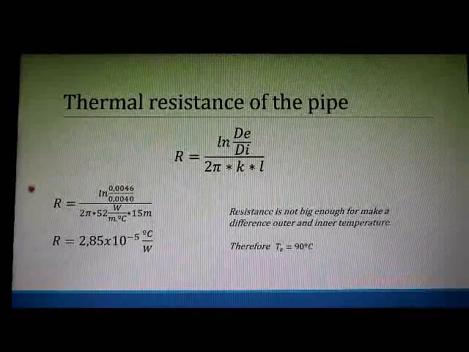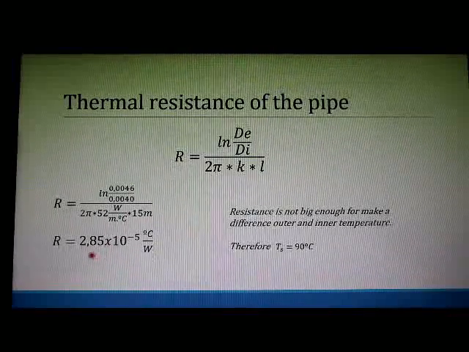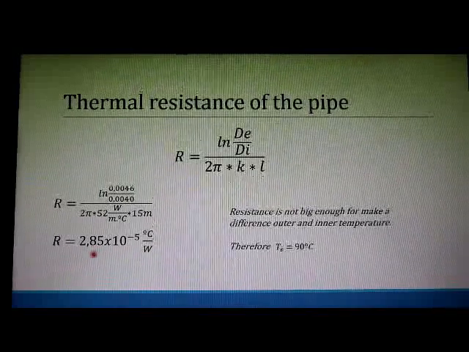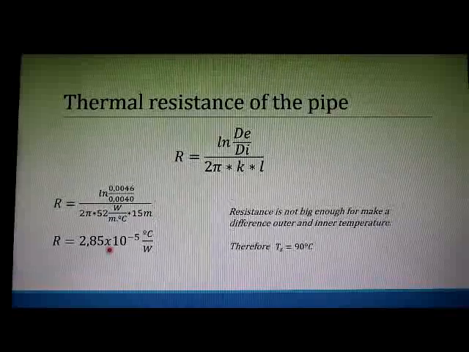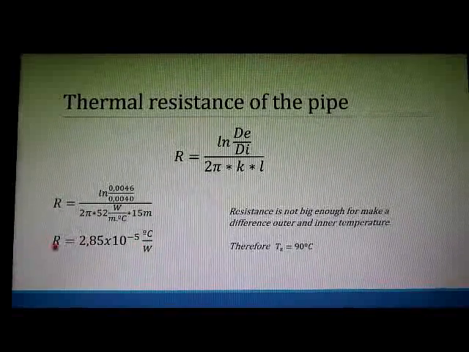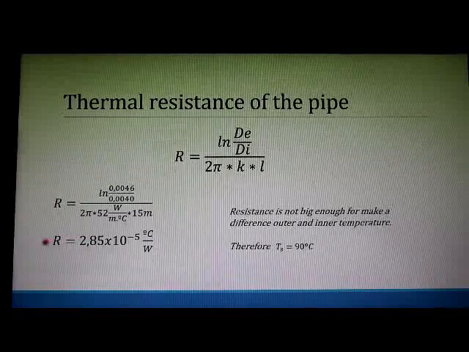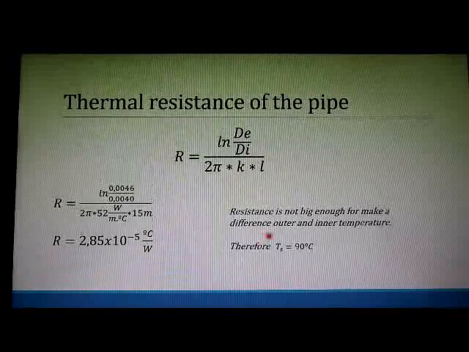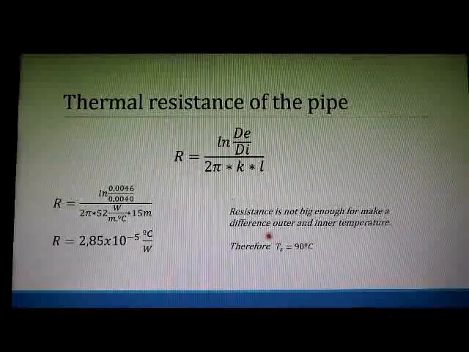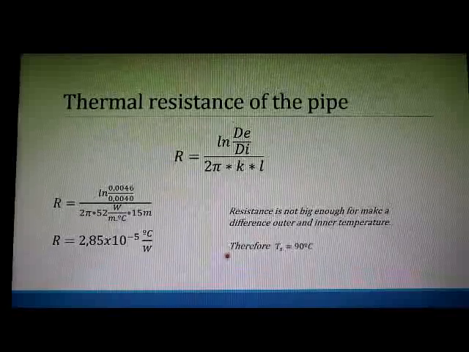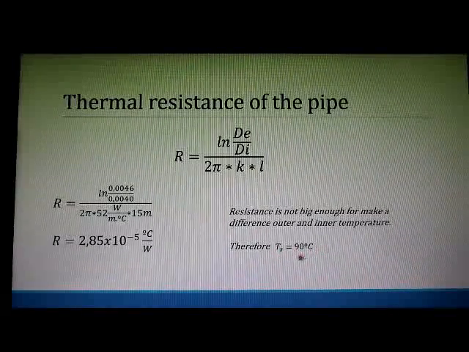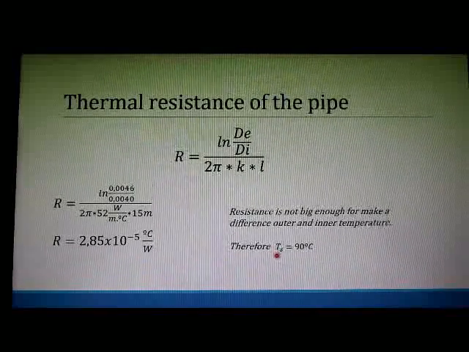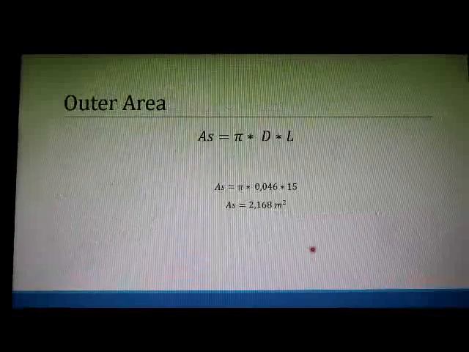When we have all this replaced in the equation, we know that the thermal resistance of the pipe is 2.85 times 10 to the minus 5. This resistance is not big enough to make a difference in the temperatures of the outer and the inner surface. Therefore, we're going to use the same temperature, the initial temperature that the water has, which is 90 Celsius.